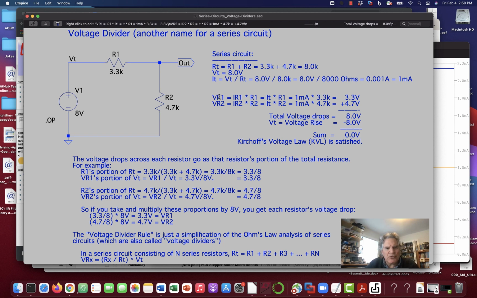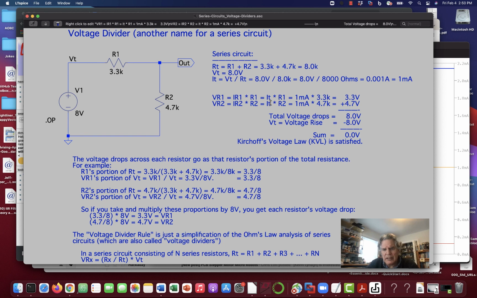Let's look at the voltage across R1. We now know what the total current is. It's 1 milliampere, and that's the same as the current through R1. So we can say VR1 equals IR1 times R1. Again, the Ohm's law triangle: V is on top, I and R are on the bottom. So I cover over the V and I get I times R.